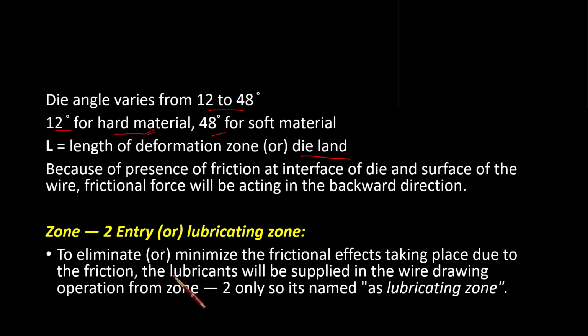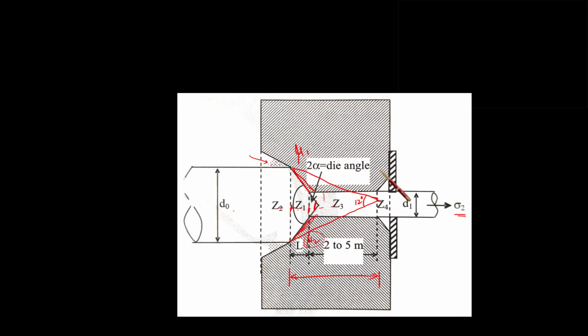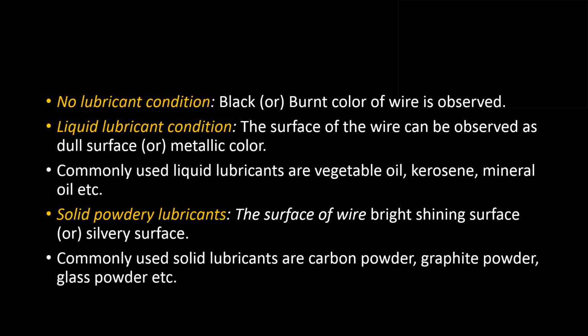From this zone only, the lubricating liquid will enter through the entry zone and go along with the metal up to here, and it will get collected at this point. The lubricating liquid will be collected at the exit zone.